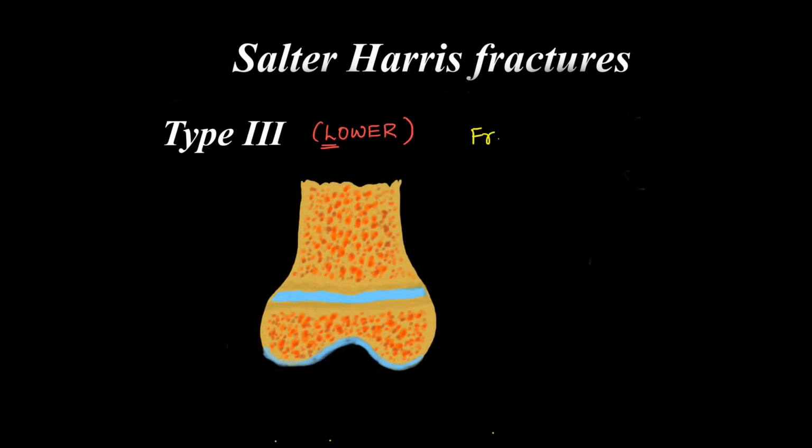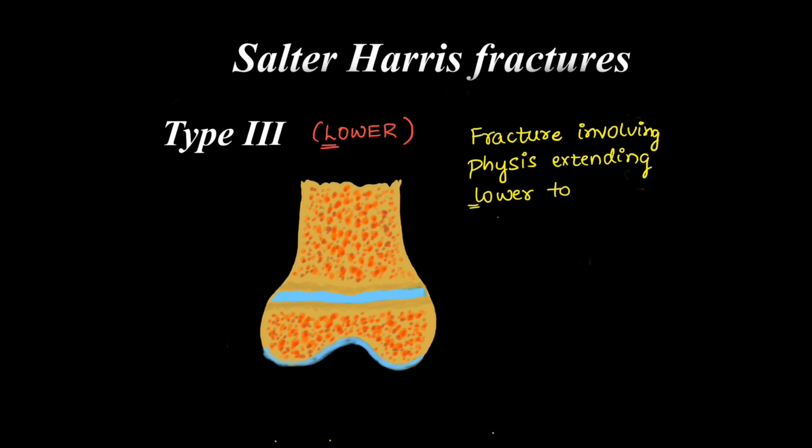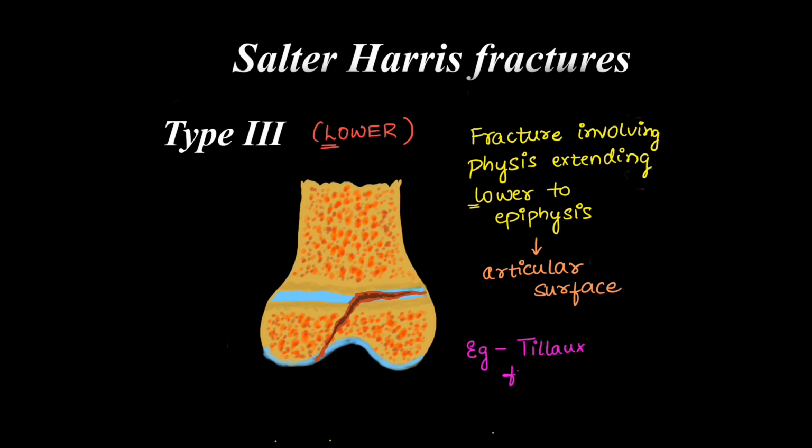We have the third type, in which the fracture line enters the plane of physis, exits through the epiphysis or extends lower to the epiphysis. Remember lower and L. It may involve the articular surface like this. Example for this is Tillaux fracture of the ankle.